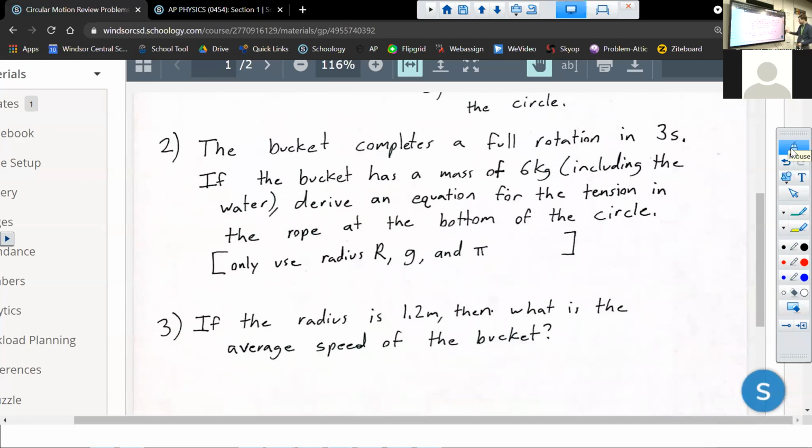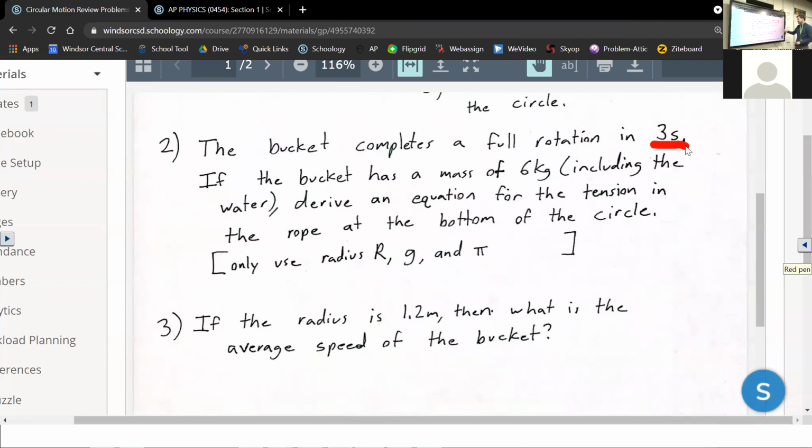Now we're going on to number 2. The bucket completes a full rotation in 3 seconds. So what is that value that they gave us? It's the period. So we'll set that equal to big T. Okay, if the bucket has a mass of 6 kilograms, including the water, derive an equation for the tension in the rope at the bottom of the circle, only using R, G, and pi.